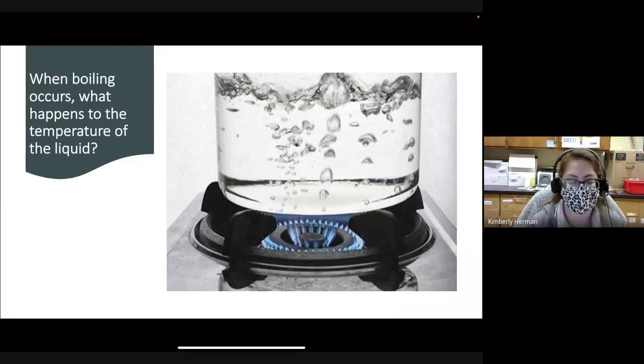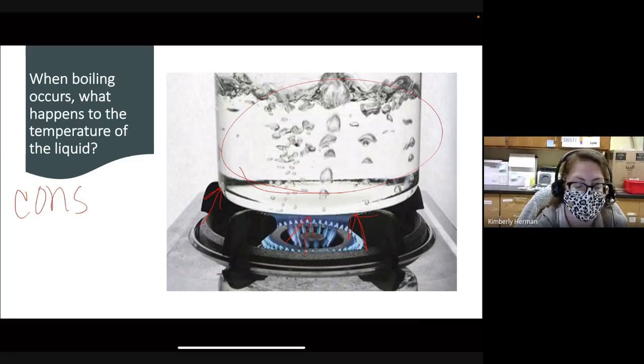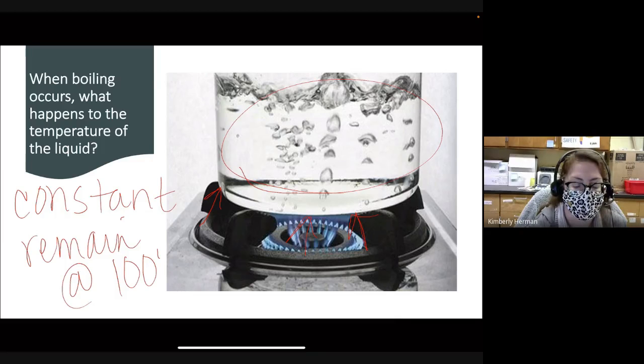Okay, for liquids, when boiling occurs, what happens to the temperature of the liquid? So as we're going up, we're gaining energy from our burner right here. But once we start boiling, we're going to see that the temperature is actually constant. It would remain, if this is water, around 100 degrees Celsius while it boils. So while it's boiling, it's at a constant temperature. If we were looking at a graph, we would see it as a straight line.